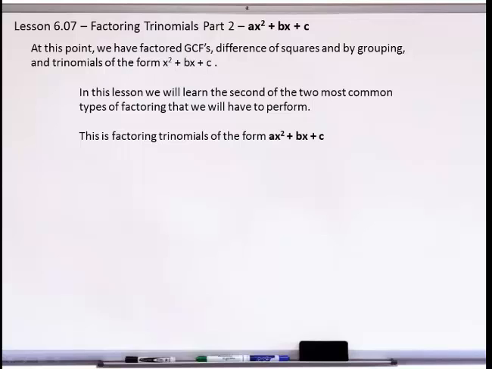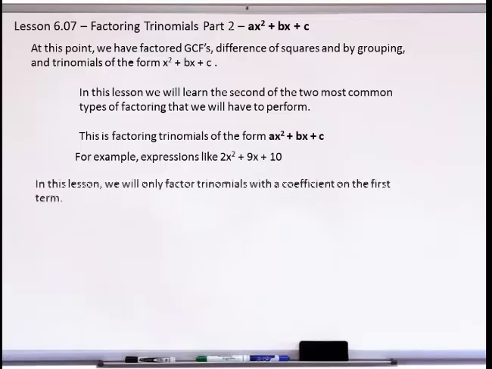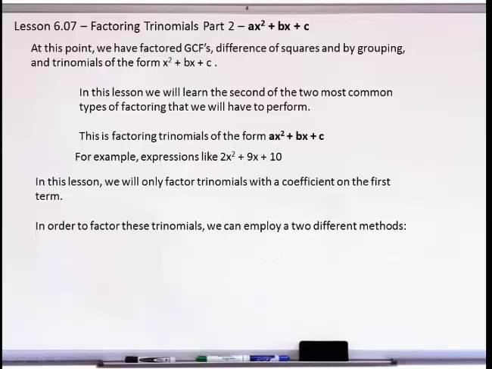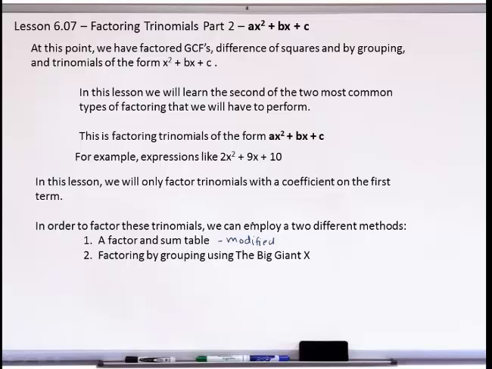This one, the difference is that we have a coefficient on the first x squared. For example, expressions like 2x squared plus 9x plus 10. In this lesson, we're only going to be factoring trinomials that have a coefficient on the first term. We can employ two different methods, a factor and sum table, and this one will be slightly modified from the one we had used before, or the big giant X using grouping.